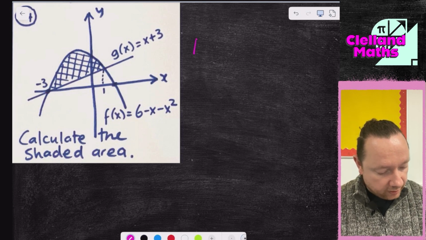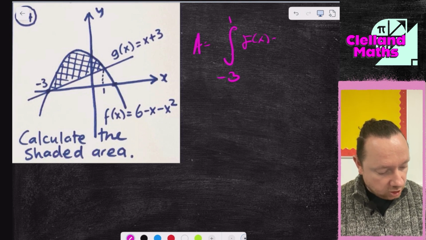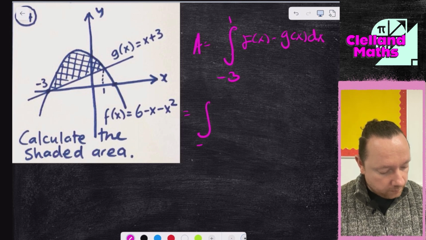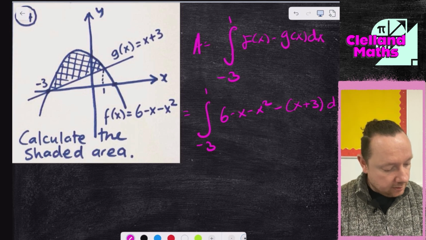So the shaded area is equal to the integral between minus 3 and 1 of f of x minus g of x dx. So what's f of x minus g of x? Well, let's just write it out. f of x is 6 minus x squared, minus g of x, which is x plus 3. I'll put that in brackets because it's all of g of x.